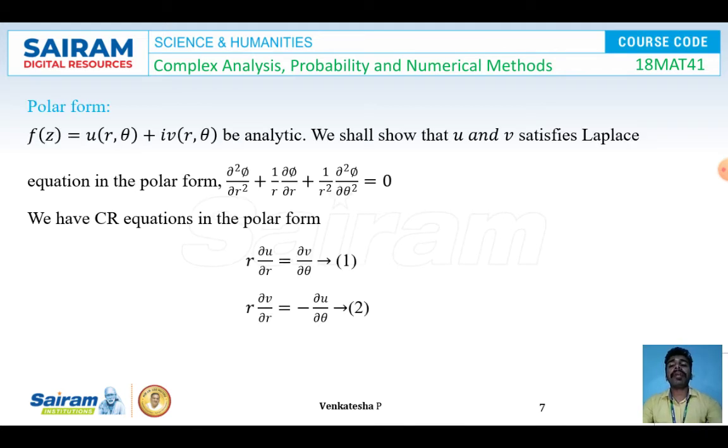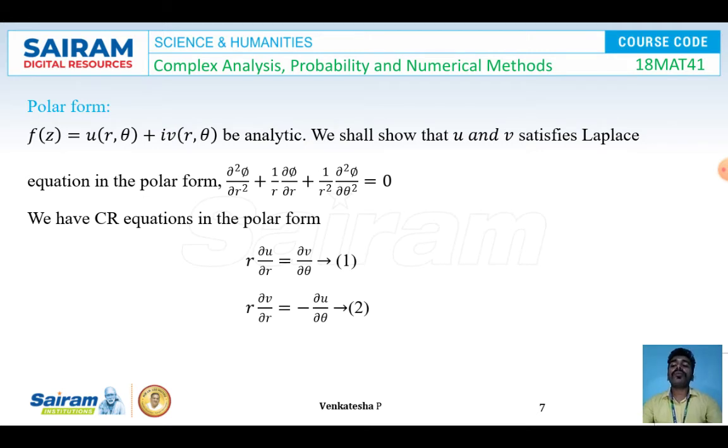Now I'll be deriving the same equation in polar form. In polar form, the function is taken as f(z) = u(r, θ) + i v(r, θ), which is analytic. We shall show that u and v satisfy Laplace equations in polar form, in the form ∂²φ/∂r² + (1/r) ∂φ/∂r + (1/r²) ∂²φ/∂θ² = 0.